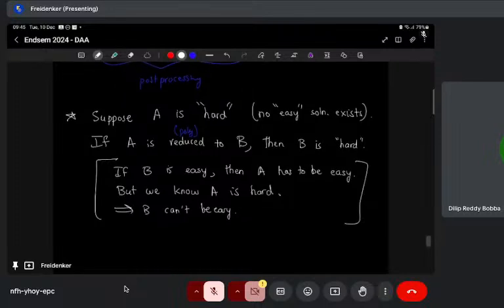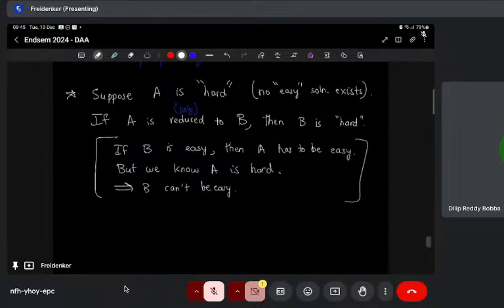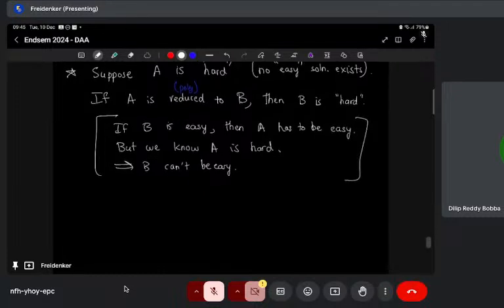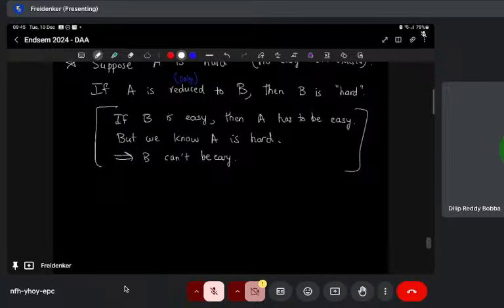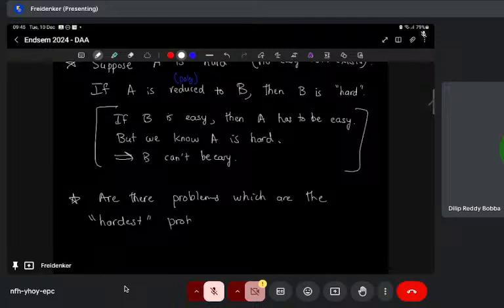So we'll see what hard means. Is there a formal word for hard? Easy means we have a class of P, right? So what is hard? We'll see. The question that we are trying to answer now is: are there problems which are the hardest problems, or one of the hardest problems, in NP? So we'll try to answer this question.